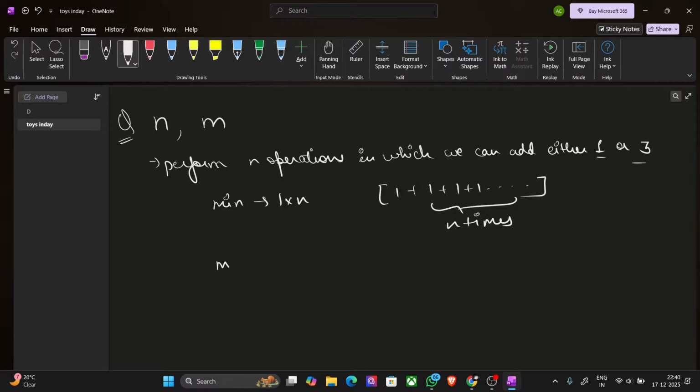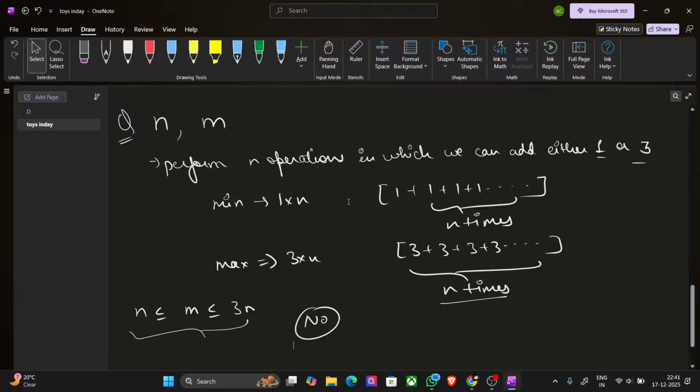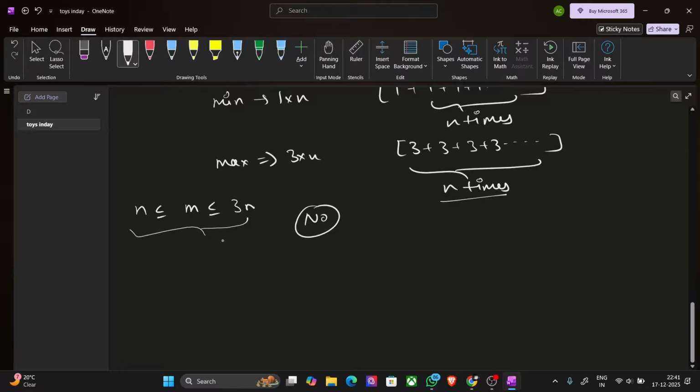For the maximum value, that will be 3 into n, which means I have taken all the operations with 3, n times. Okay, so it is clear that my m should be within this range, which is n and 3n. If it is outside this range, then the answer is always no, we can't make this possible. Now, what if it is in this range? How will I check that I can make an m or not?